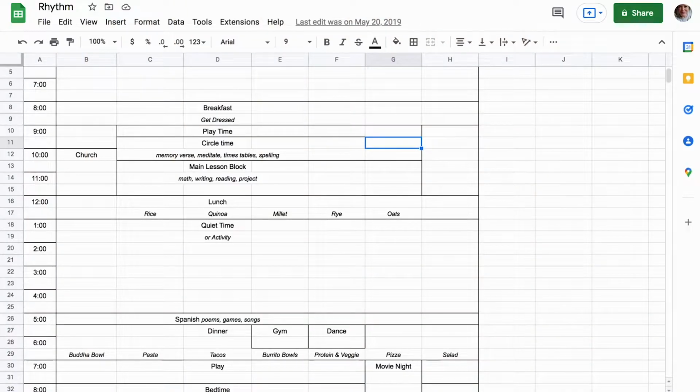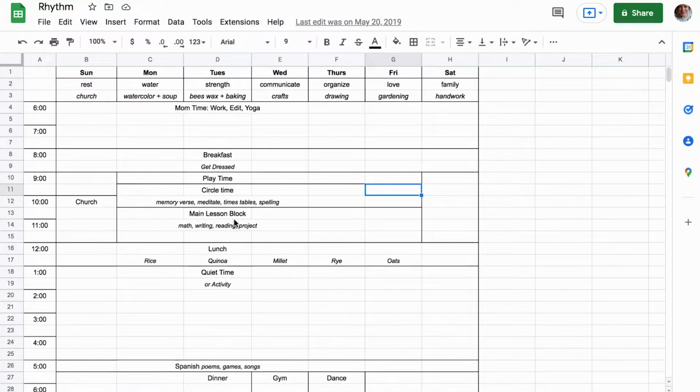It first began with this simple spreadsheet, and I apologize, I can't find the original person that I was inspired to create this from. It looked very similar to this, and it was based off of Waldorf rhythm. And so you had a circle time, you had a main lesson block, and then also there is a grain of the week. There was just like a flow to each day, basically.